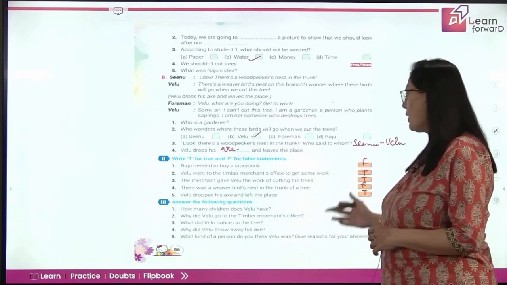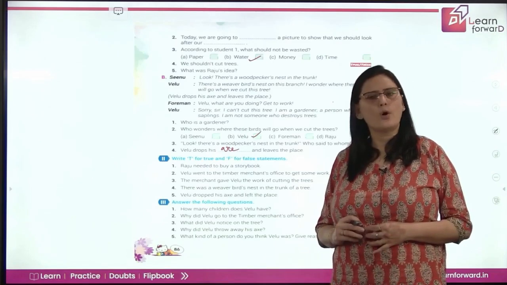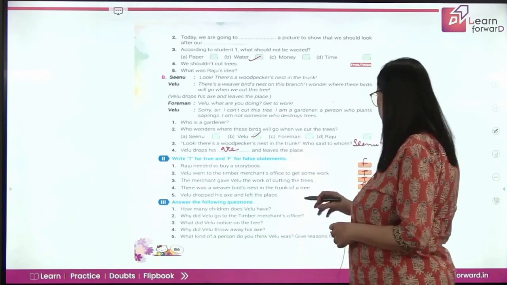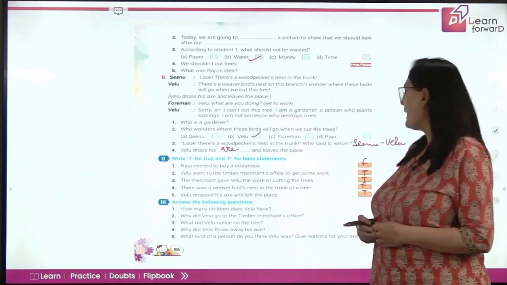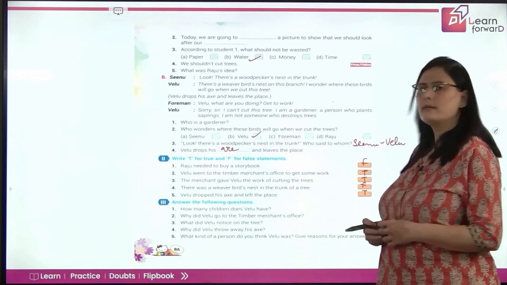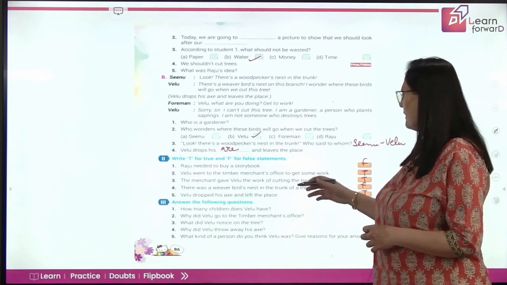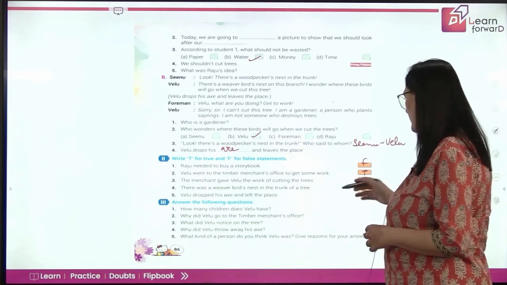Now, true or false? Raju needed to buy a storybook. Was he wanting a storybook? False, he wanted a sketchbook. Velu went to the timber merchant's office to get some work. Absolutely correct. The merchant gave Velu the work of cutting the trees. Yes. There was a weaver bird's nest in the trunk of the tree. True.